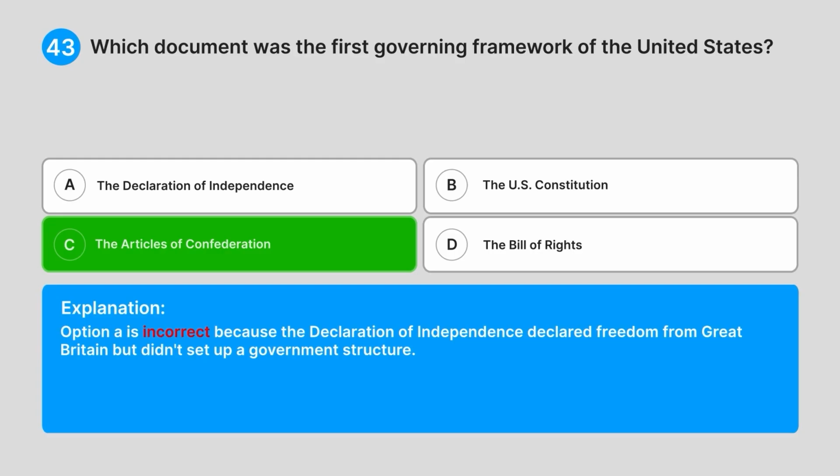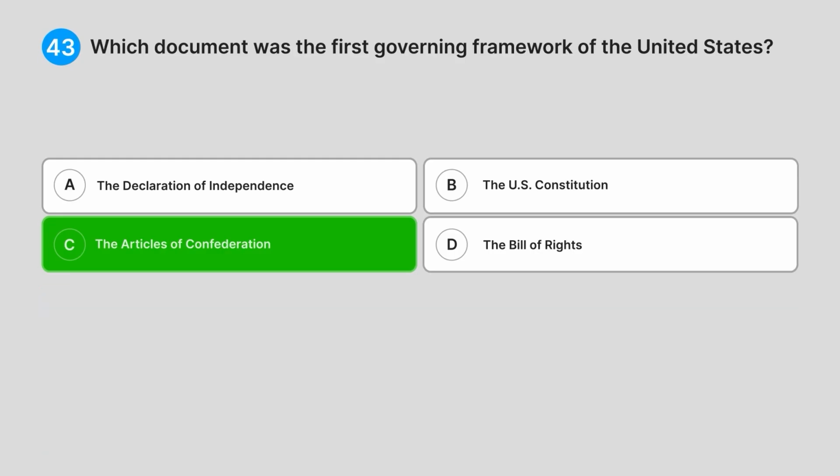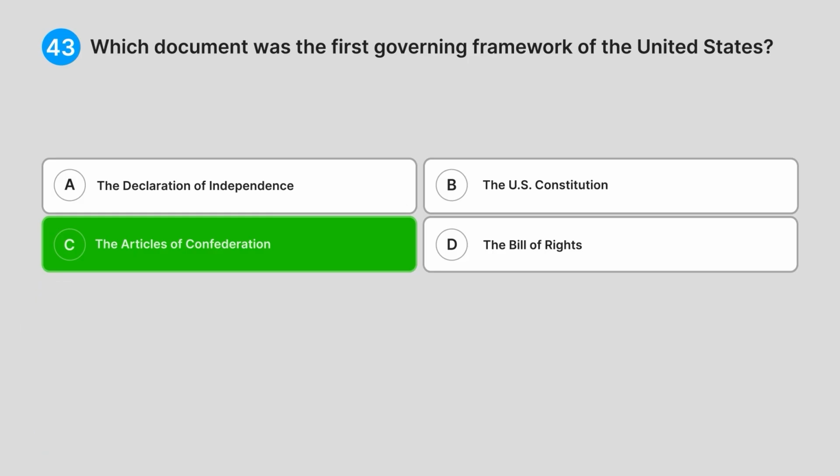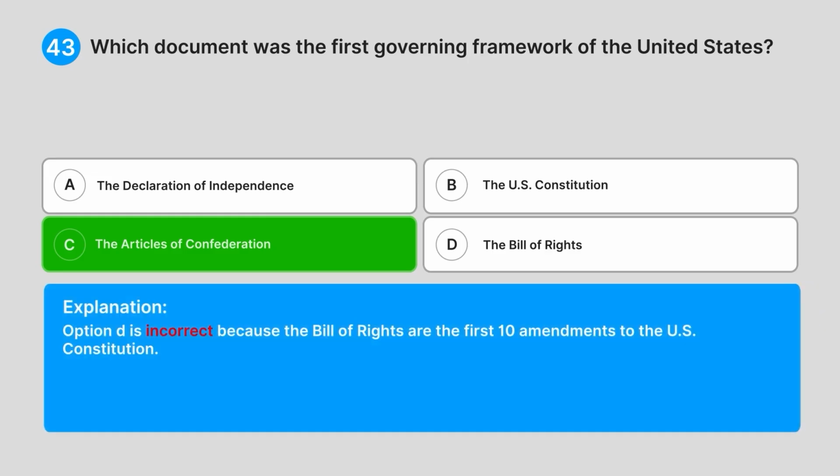Option A is incorrect because the Declaration of Independence declared freedom from Great Britain but didn't set up a government structure. Option B is incorrect because the US Constitution replaced the Articles of Confederation. Option D is incorrect because the Bill of Rights are the first 10 amendments to the US Constitution.